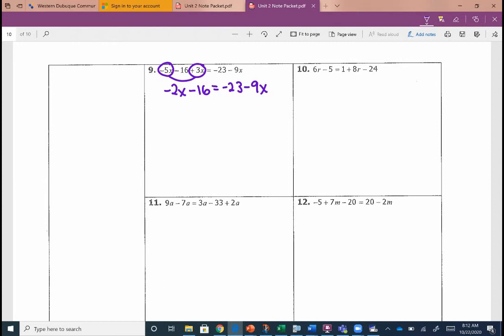So if I want my variable to be over on the left, move the one that's on the right. So if I want to keep my x's on the left, because a lot of you do that when you solve equations, move the one that's on the right. I'm going to move the 9x over to the left side. So to undo subtraction, I'm going to do addition. Move the 9x to the other side.